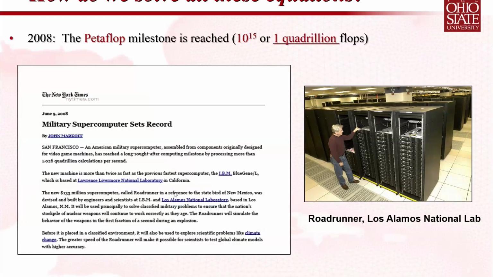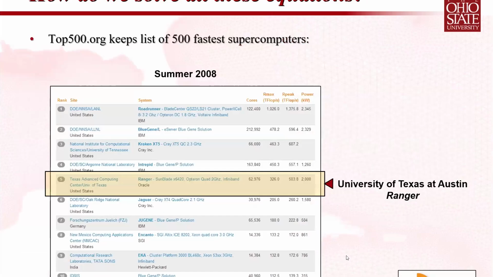This is an article that appeared that year where they achieved this at Los Alamos National Lab. The picture here just indicates the supercomputing system, which you can think of as a bunch of desktops put together, all networked together to operate in parallel. After the petaflop, the next major milestone is the exaflop, reached in 2020, and that is 10 to the 18th, or 1 quintillion, of these operations per second.